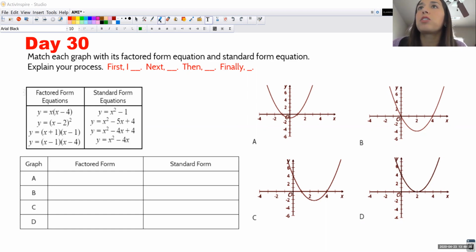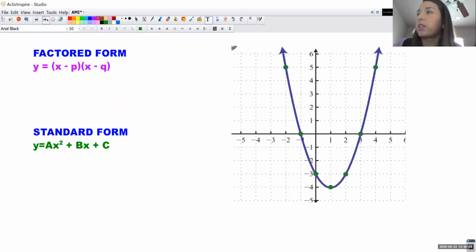One option to do this is to go to desmos.com and you can insert each equation and then match it with the graph. So that's one option. If you're like, no, I don't like Desmos, or how else could I do this? Let me show you. I'm going to do this example.